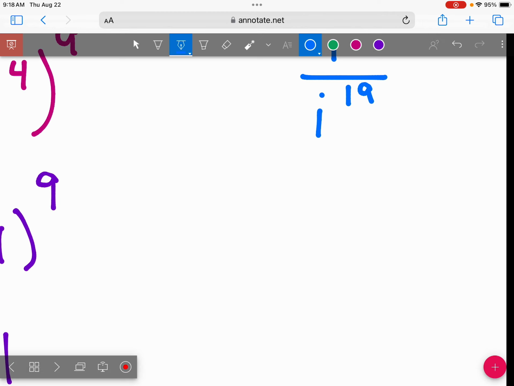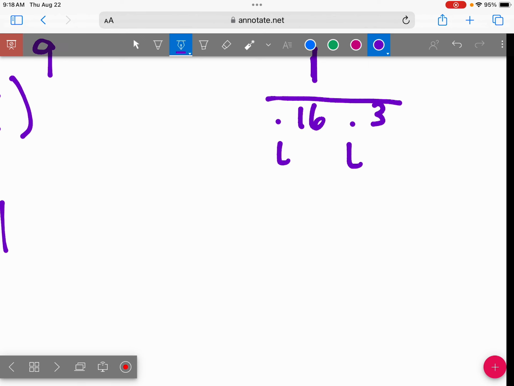So I'm going to split my 19 up into 2 chunks. It's still in the denominator. What can I do to split 19 apart into something that will simplify? Yeah, i to the 16th and i cubed. 16 plus 3 gets me to 19. I'd like 16 because it's made up of i to the 4ths.